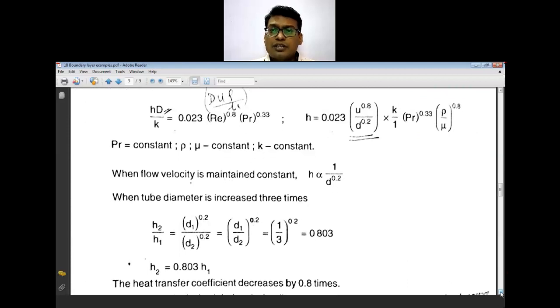So the varying parameters are the velocity and the diameter. That is why we have correlated this velocity and diameter. The viscosity and the density are also physical constants. They are not going to vary because the same fluid is going to pass.